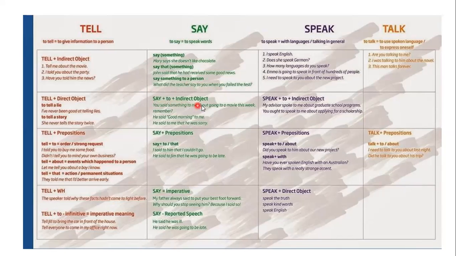Say plus to plus indirect object. You said something to me about going to a movie this week. Remember? He said good morning to me. He said to me that he was sorry. Say plus prepositions. Say plus to plus that. I said to him that I couldn't go. He said to him that he was going to be late.